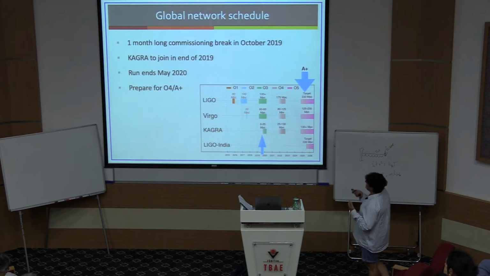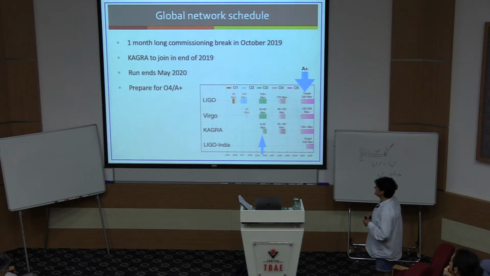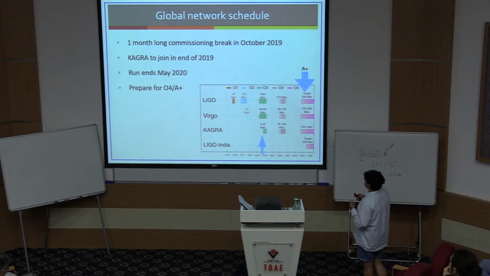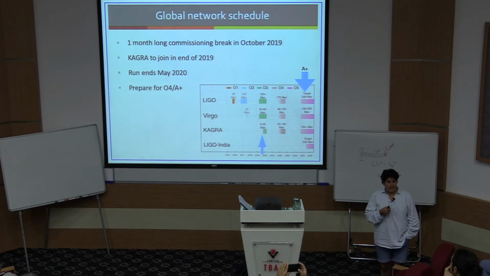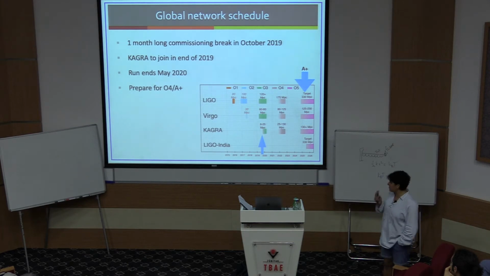What's coming next is a global network, and I've put the schedule here if you want to read it. This is us right here at this arrow at this moment in time. Observing round three is going on right now. These numbers, by the way, in megaparsecs, are simply a figure of merit that we use for how far out you could see a 1.4 solar mass neutron star binary with a signal-to-noise ratio of 8. It's just a benchmark number, but it's the same for all these, so you can compare.